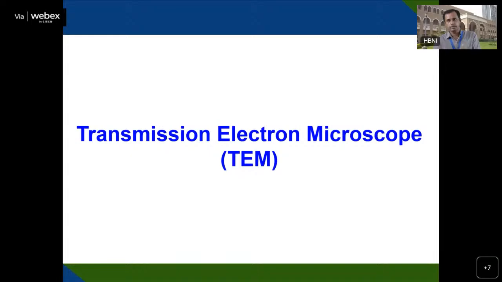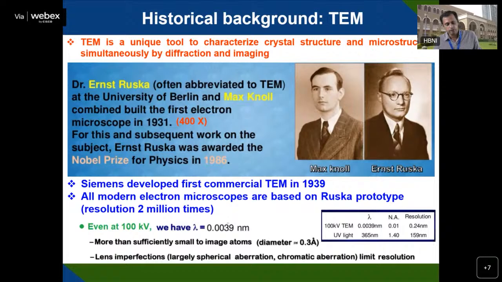Coming to the historical background of TEM, it started in 1931. Dr. Ernst Ruska of the University of Berlin and Max Knoll together built the first electron microscope in 1931, at a magnification of only 400x. But right now the magnification can go to 5 lakh X. They got the Nobel Prize in 1986 for this discovery.